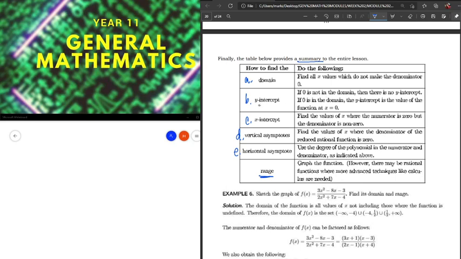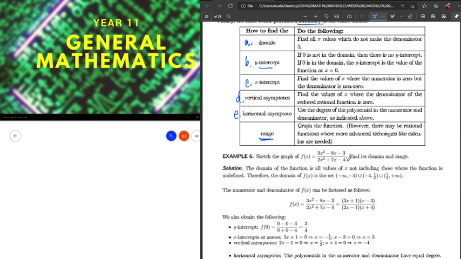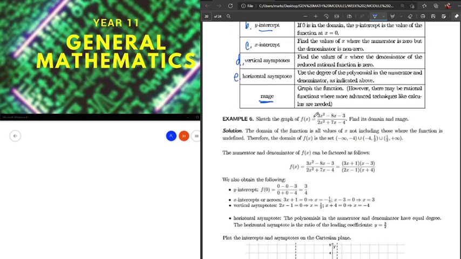Now let's have the y-intercept. In the y-intercept, if 0 is not in the domain, then there is no y-intercept. If 0 is in the domain, the y-intercept is the value of the function when x is equal to 0. Let's have this example. Example number 6.